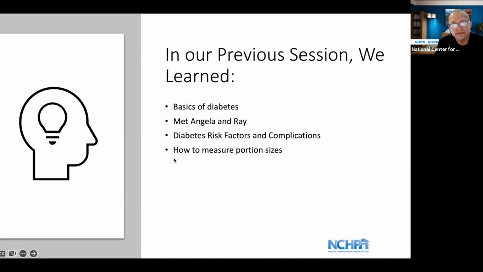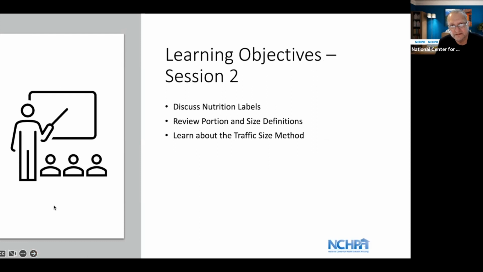So just a quick reminder, last session we discussed the basics of diabetes. We met two patients, Angela and Ray. We discussed briefly the risk factors and complications of diabetes, and we learned a little bit about how to measure portion sizes. Today, we are going to have a brief discussion on nutrition labels, review portion size definitions, and learn about the traffic light method.